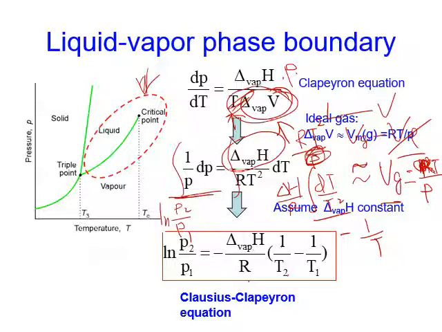So this equation tells us that if you have 2 points on this liquid vapor phase boundary, for example, point 1 has T1, P1, point 2 has T2, P2, then this pressure and temperature are related by this equation. So if we know one point, all right, we can calculate another point. We can calculate vapor pressure at different temperature, or we can calculate what is the boiling point at a certain external pressure. Okay, so we'll see this example in the next slide.